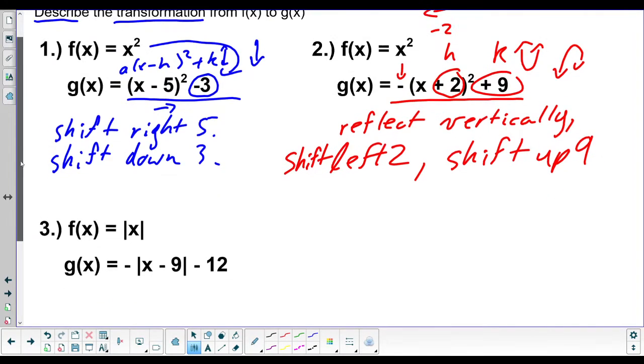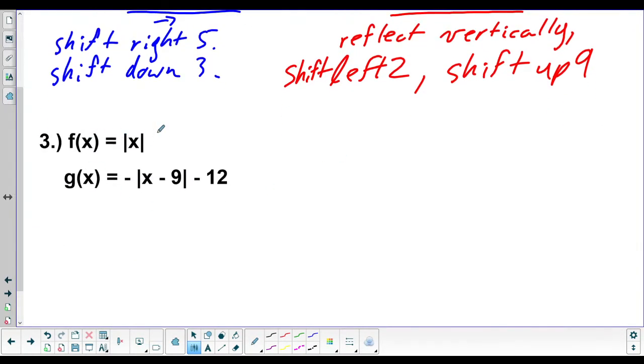All right, last one. Now we have an absolute value here, but absolute values work exactly the same way as quadratics. So this negative in front is still our a value. So it's an invisible 1. So it's -1. This is going to reflect vertically.